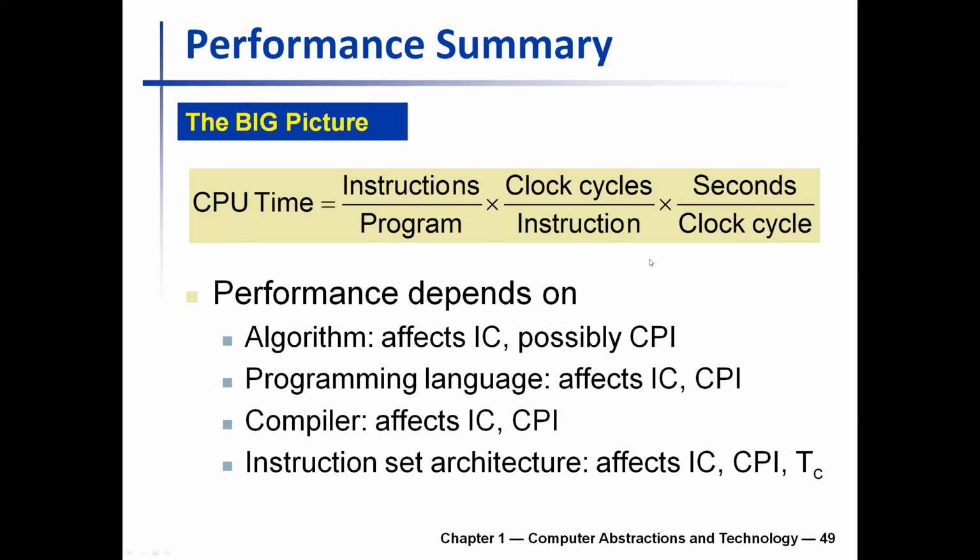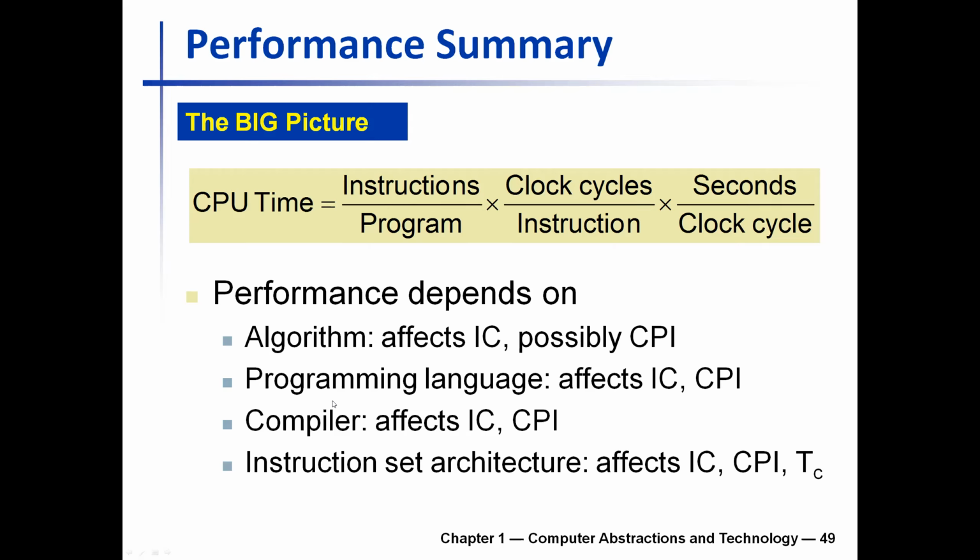So performance depends on the algorithm at the algorithm level. Because at the algorithm level, you define the time complexity, which is the number of operations that you need to perform, and that is going to affect the instruction count, the number of instructions in your assembly program, and that is indirectly going to affect the average CPI as well, because the number of instructions in your program is going to affect the average CPI.